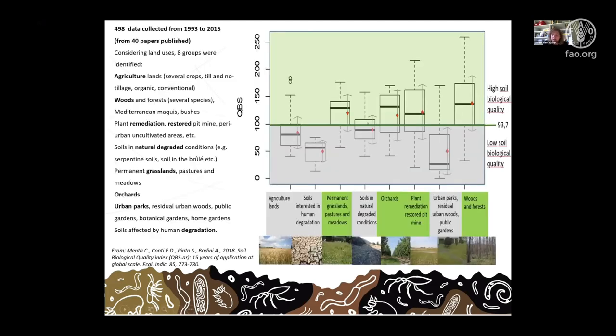And just the last slide, quite recently we collected 40 international papers in which QBSR was applied. And we identified 8 categories considering land uses. We noticed that agricultural land and soil affected by degradation show the lowest QBSR values, while grassland, orchard or wood highlight the highest index values.